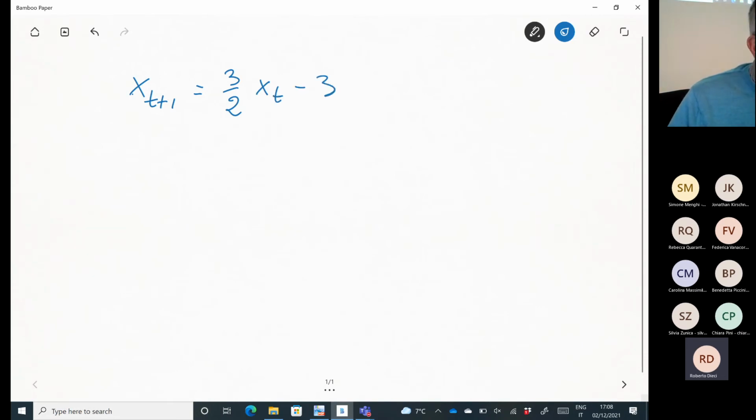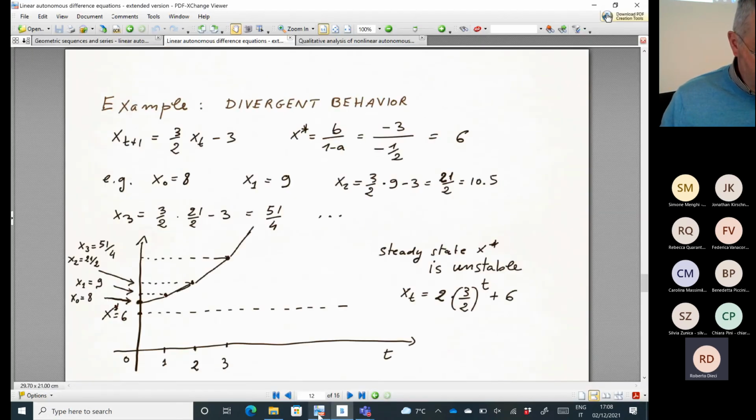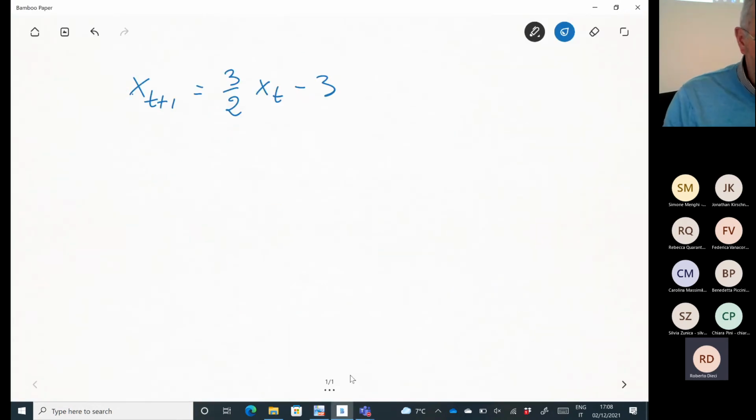Let x0 be, for instance, 8. Write down the solution formula for a general x0 and for x0 equal to 8, and then try to represent the solution path graphically.